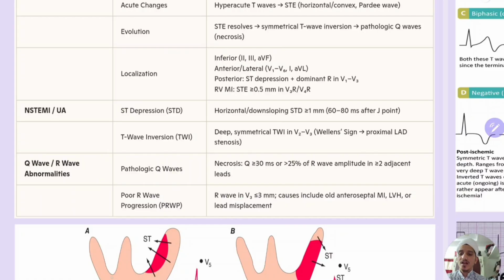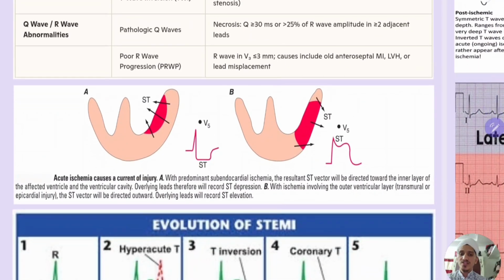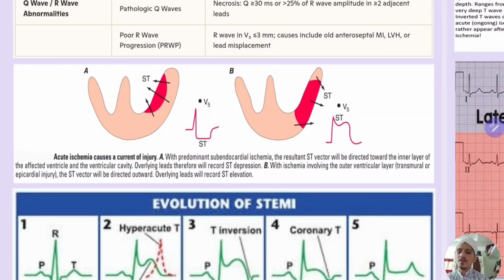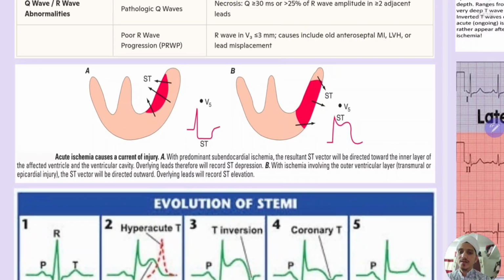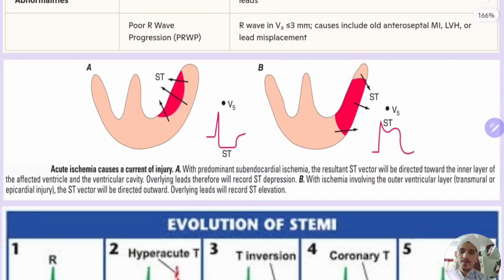Now we will come on to the charts. You can see here, I will zoom it in. Acute ischemia causes a current of injury. That's why we see ST segment, T wave or Q wave changes in the ECG.